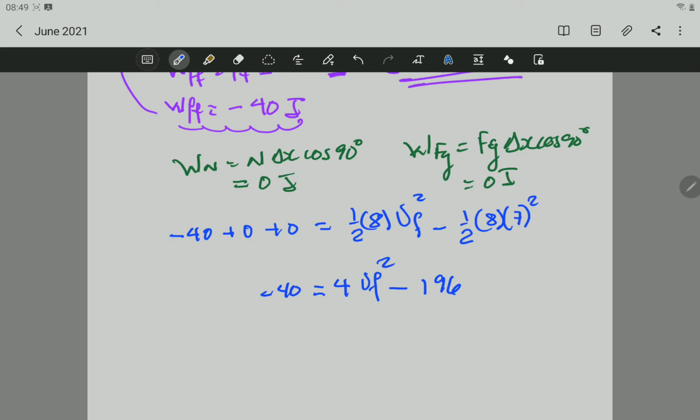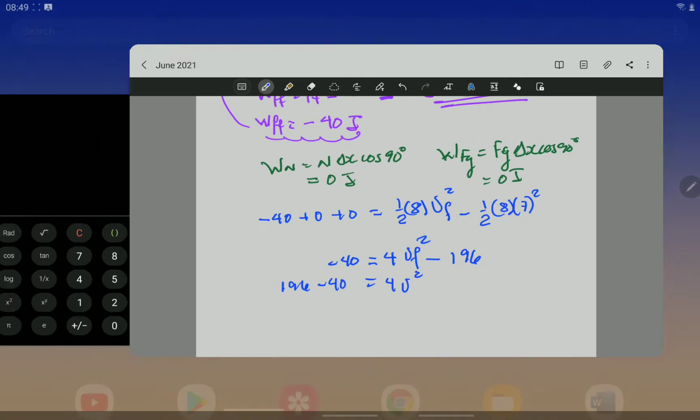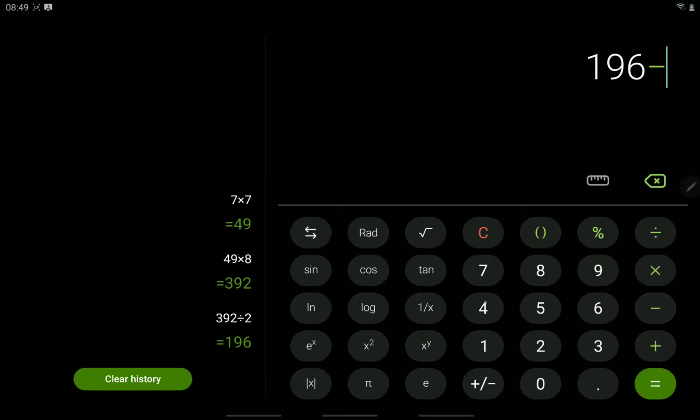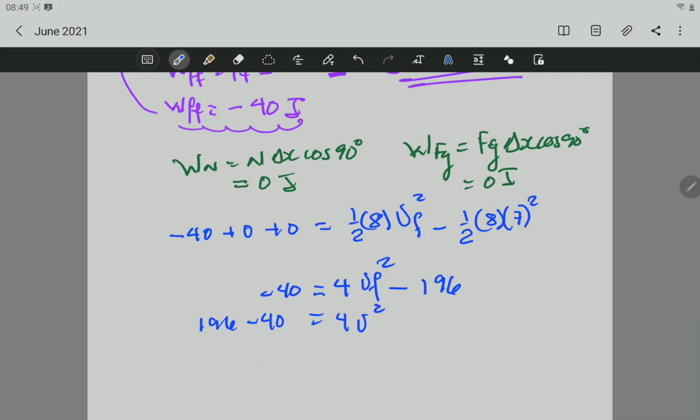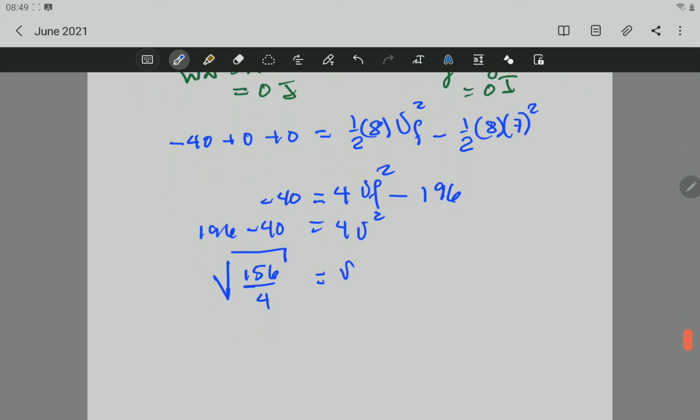Now if you rearrange this, this 196 goes to the left hand side, and then the 4 is coming dividing. So step by step, you have that 196 minus 40 is equal to 4 multiplied by v to the power 2. So 196 minus 40 is equal to 156. 156 divided by 4, and the square root of all that, will be equal to v. This is simple math. It's not a difficult calculation.